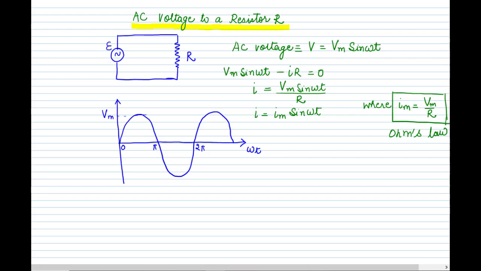It starts from 0 only, then goes up to the maximum, then it comes to 0. Then again it gets maximum for negative. Then it gets like this. So this you can say is our Im. This is the maximum value of current. So this is Im. So here Im is less than Vm because Im is equal to Vm upon R. So both our applied voltage Vm sin omega t and the current are varying sinusoidally.